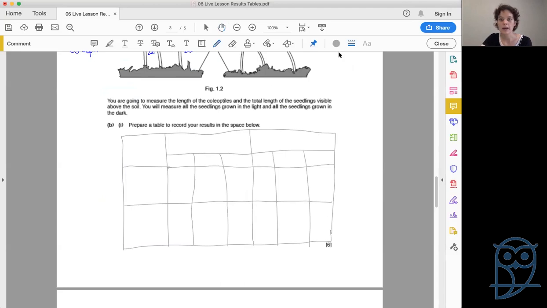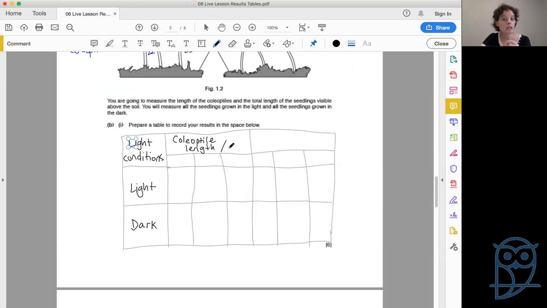We change to our pen, black or dark blue, to fill in. What was our independent variable? It was the light conditions. Okay, we have to have a heading in the top of that column. Okay, and we have seedlings in the light and seedlings in the dark. Okay, they want the measurement of the coleoptiles and the total length. So this one here will be coleoptile length.